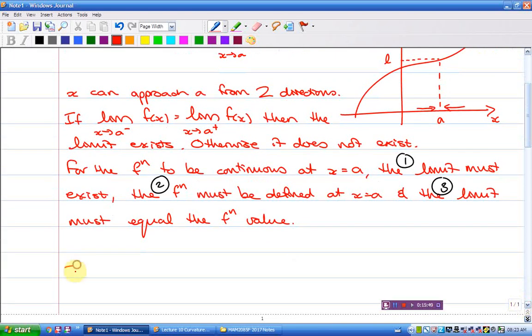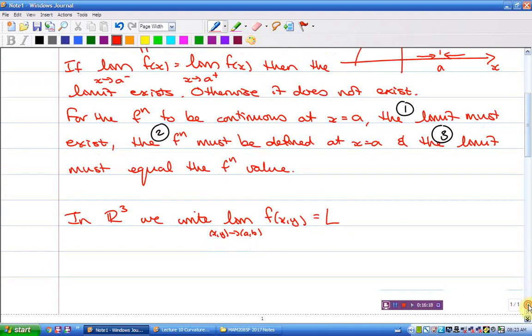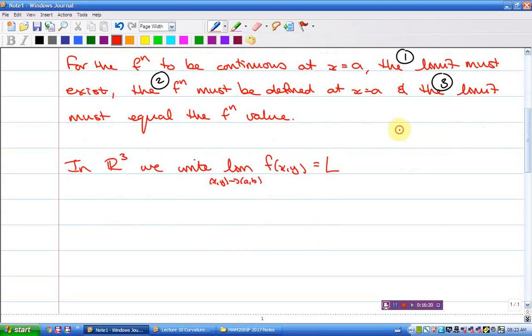Okay, in R3, so that curve was a curve in R2. In R3, we write a little algebraic statement that is very similar. Instead of saying x is approaching a, we say xy is approaching ab. Our function, instead of being f of x, is f of xy, and it's equal to still some function value, I'm going to call it capital L here. And what would be the picture? The picture would be something like this. Okay, let me try and draw something 3D.